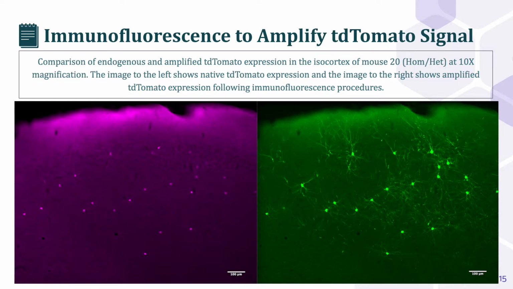In the figure above, the image to the left was taken in the Texas red channel and shows endogenous TD tomato expression. The image to the right was taken in the FITC green channel and shows amplified TD tomato expression following the use of the antibodies. Immunofluorescence efficacy is demonstrated by the increased clarity of neuronal morphological structures like dendrites.